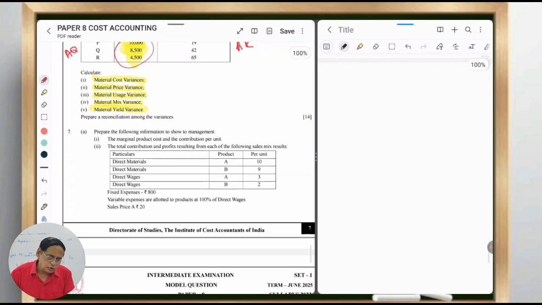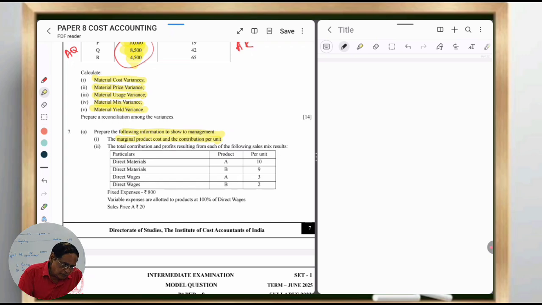Then the next question is question number 7. This is also the last sum-based question. Prepare the following information to show the management the marginal product cost and contribution per unit. Marginal product cost means variable cost. We have to find out the variable cost and then the contribution per unit.